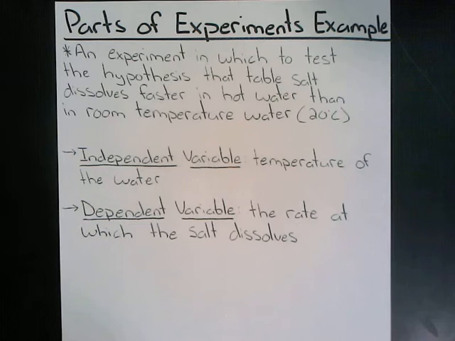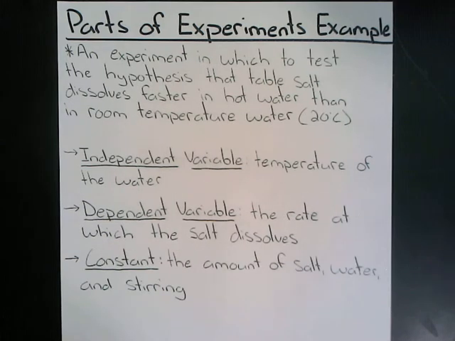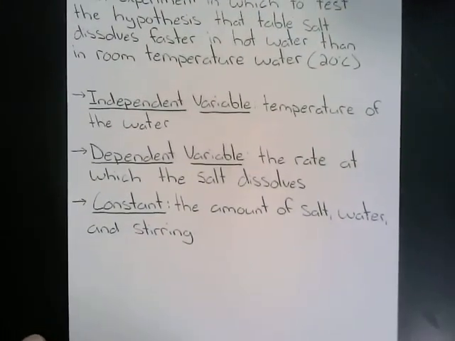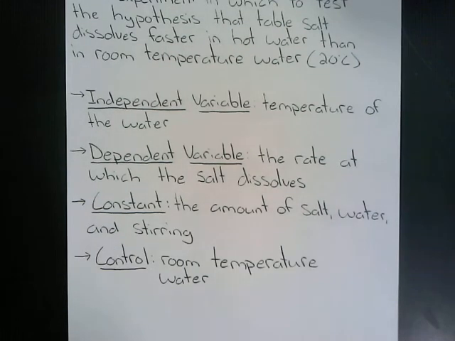The constant in our example here would be the amount of salt, water, and the amount you are stirring. And then the control would be room temperature water with no salt in it. Okay, so now we can move on to an additional part of the scientific method, and that is the conclusion.